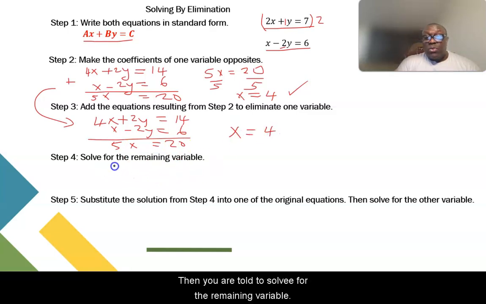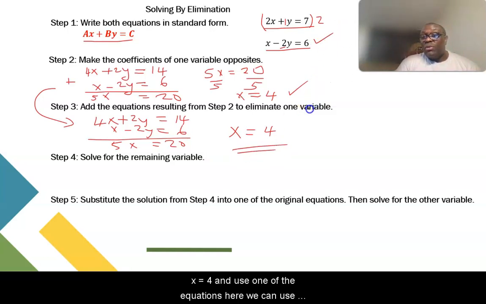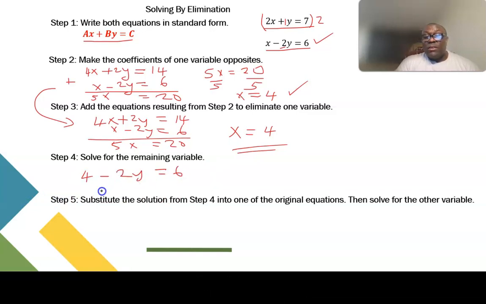Then you are told to solve for the remaining variable. How do we solve for the remaining variable? We can take this particular x equals 4 and use one of the equations here. We can use that equation, it is easy. So we know x minus 2y, but now x is 4. We subtract 2y. This should give us 6. So the next thing is to subtract 4 from both sides. You'll be left with negative 2y equals 6 minus 4.